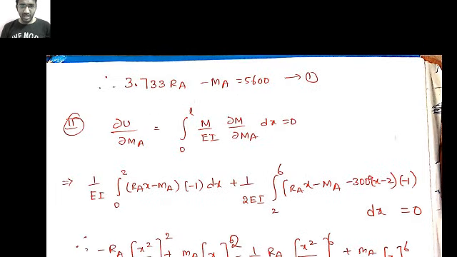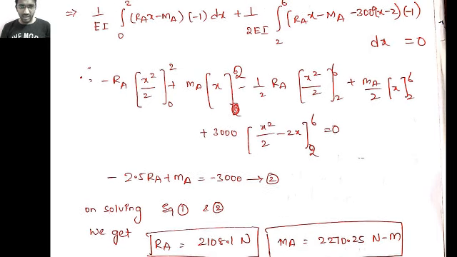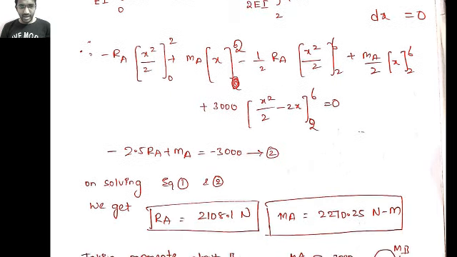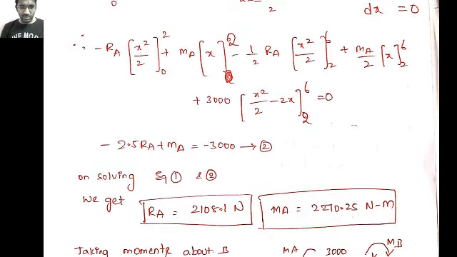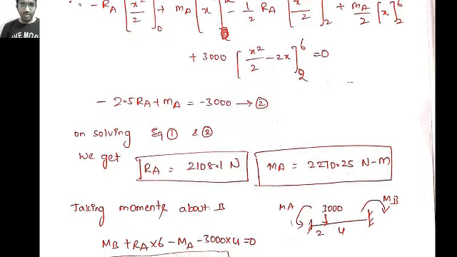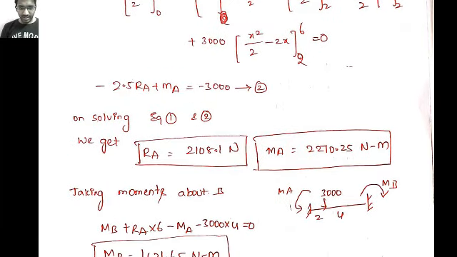On solving equations 1 and 2 by calculator, finally I got RA is equal to 2108.1 newtons and the fixed end moment 2270.25 newton meter. So this is the MA only.